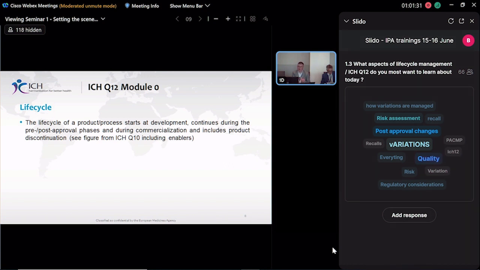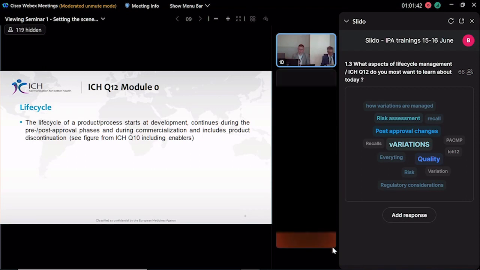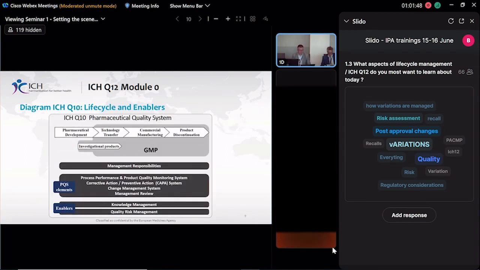So let's talk about life cycle. The life cycle of a product or process starts at development and continues during the pre and post approval phases and during commercialization, right up until when a product might be withdrawn from the market. And the ICH Q10 guideline has a nice diagram that illustrates this. So we can see along the top how the pharmaceutical product life cycle evolves from early development through technology transfer into commercial manufacturing, and in some cases to product discontinuation at the end.